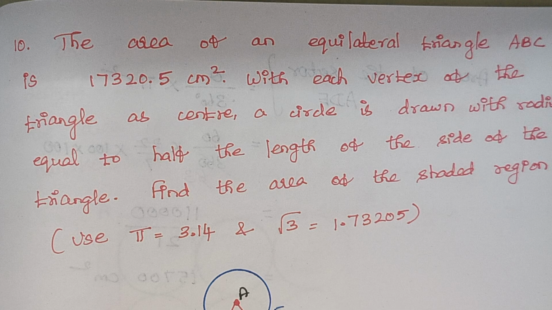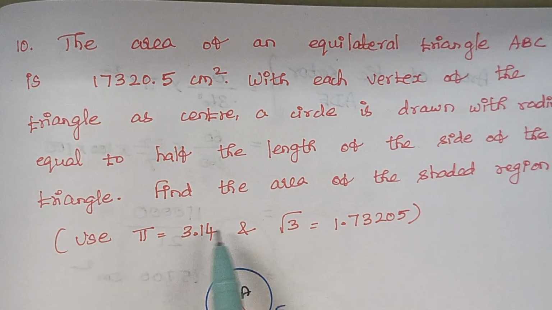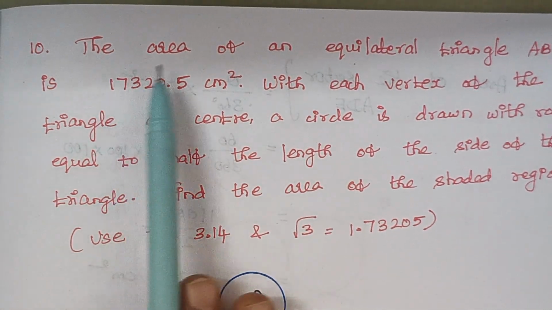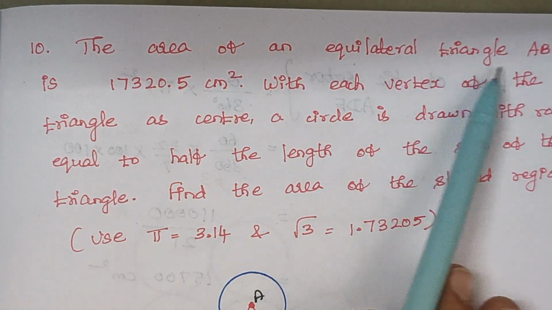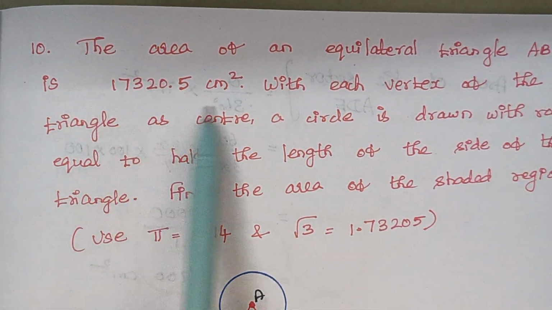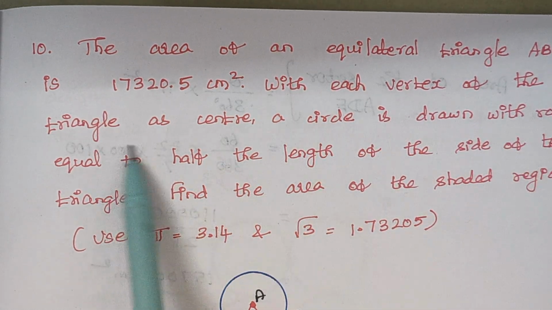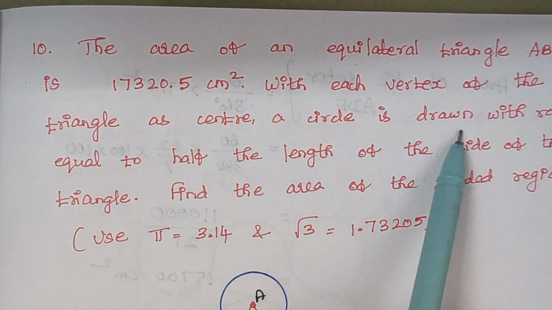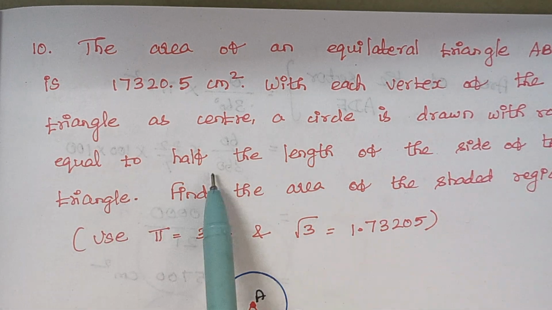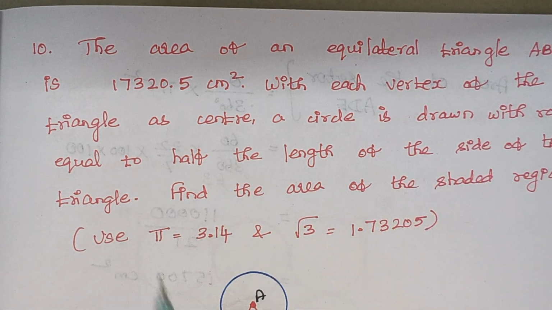Our next problem is problem number 10. Here the problem is: the area of an equilateral triangle ABC is this value. With each vertex of the triangle as center, a circle is drawn with radius equal to half the length of the side of the triangle.